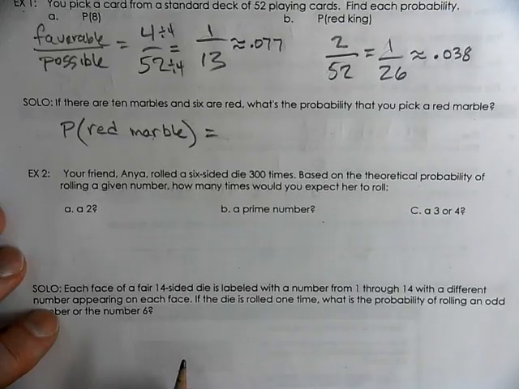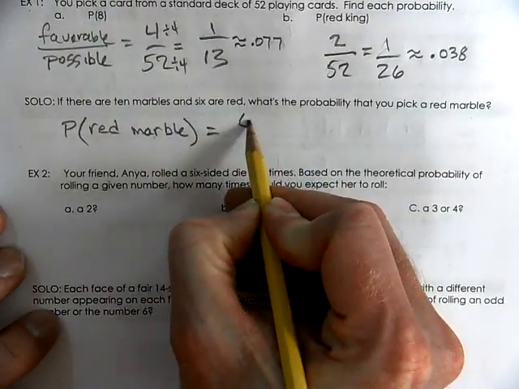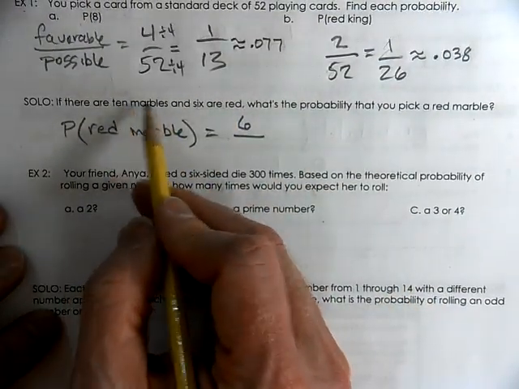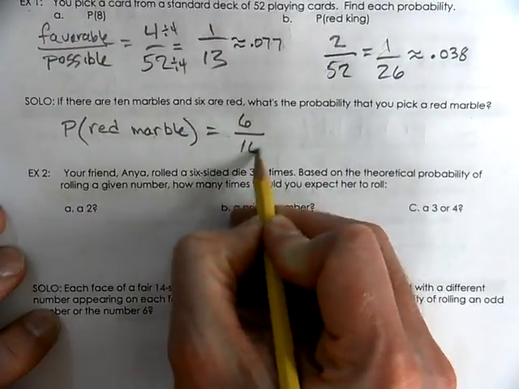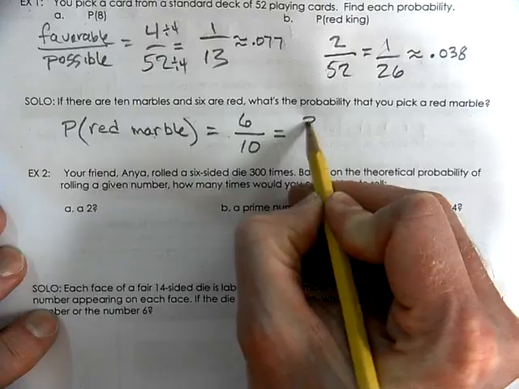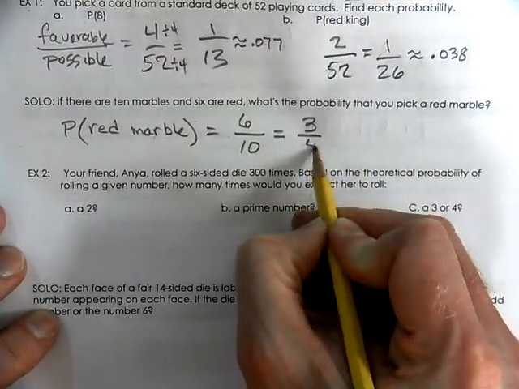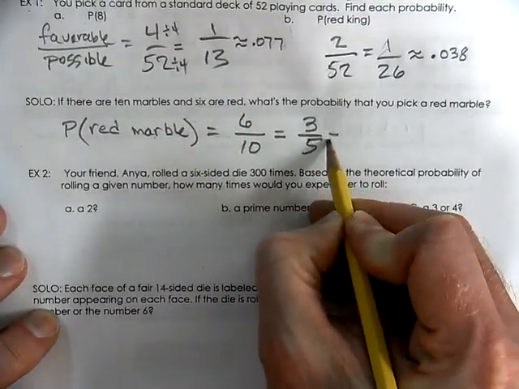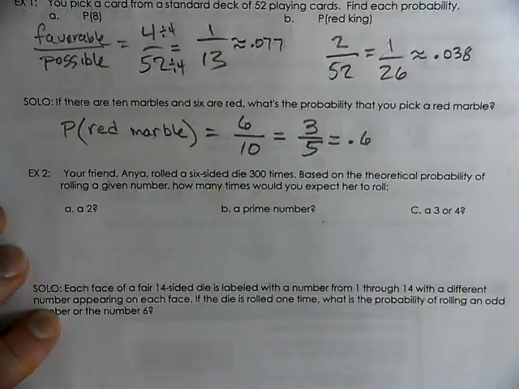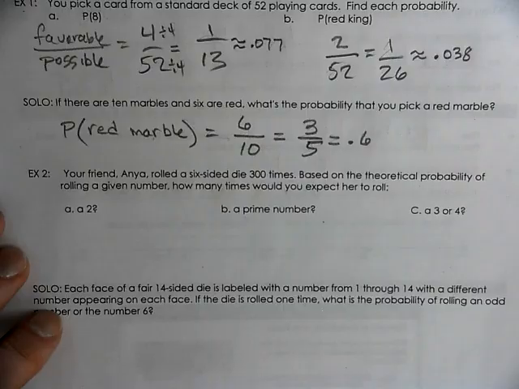So if you're looking for a red marble, you know that there are 6 red marbles and there are 10 possible marbles. And those can be reduced. Take half a 6, take half a 10. And the probability would be 0.6 or 3 over 5.